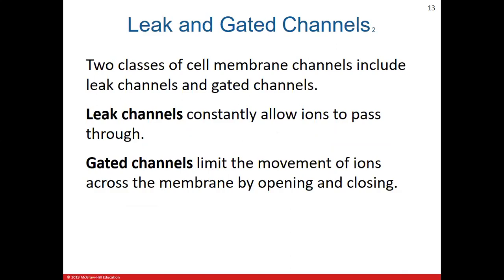Now, to help in some of the movement, you have protein channels. These are like gates or openings in the membrane. And so you have two examples here, leak channels and gated channels. Leak channels are always open, and so that allows certain ions or certain molecules to pass through, making it a little easier for those molecules to diffuse across the membrane.